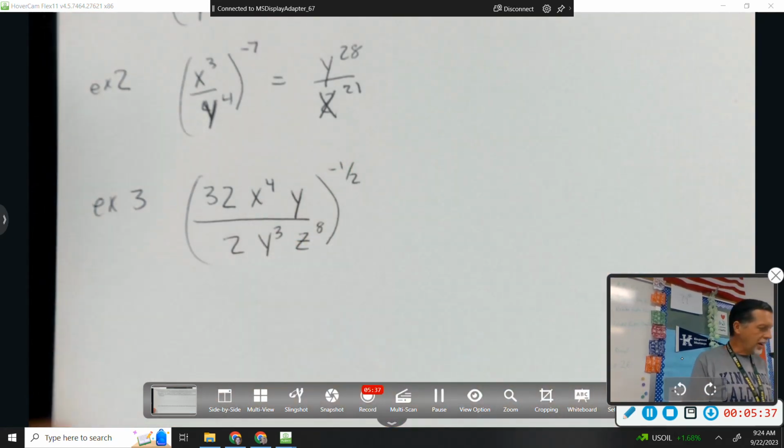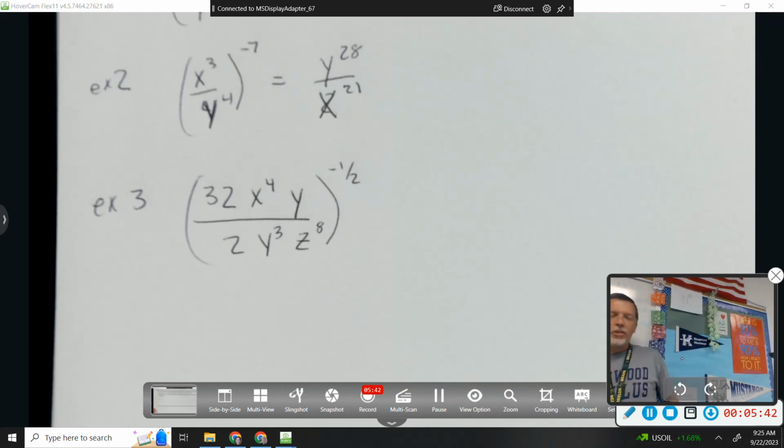Oh, with a negative 1/2 on there. 32x to the 4th, y to the negative 1/2, or excuse me, 32x to the 4th y over 2y cubed z to the 8th, all to the negative 1/2.